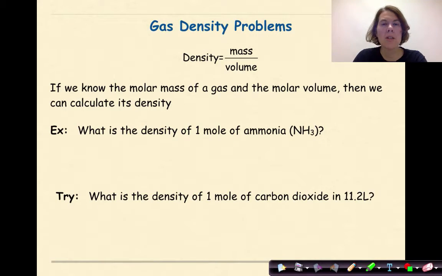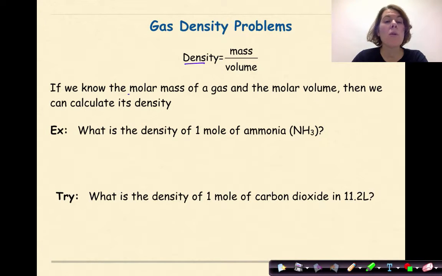The final thing that I'd like to talk about today is gas density problems. Now we know that the density formula is density is equal to mass over volume. Please, please, please don't use the little triangle. Please don't use the triangle. Understand the formula. Understand your variables. Understand what you're solving for. It'll go a long way, seriously.